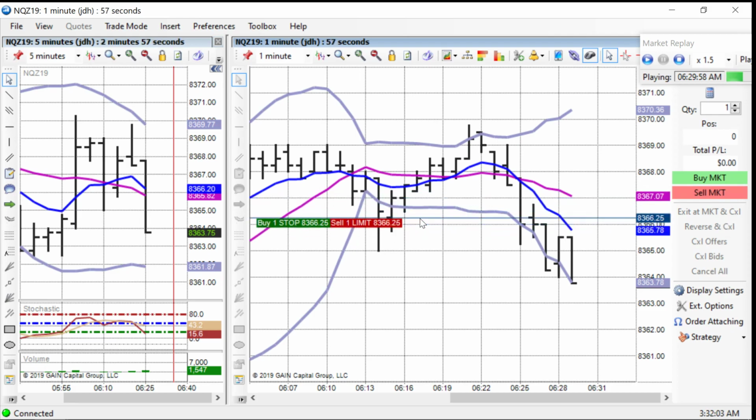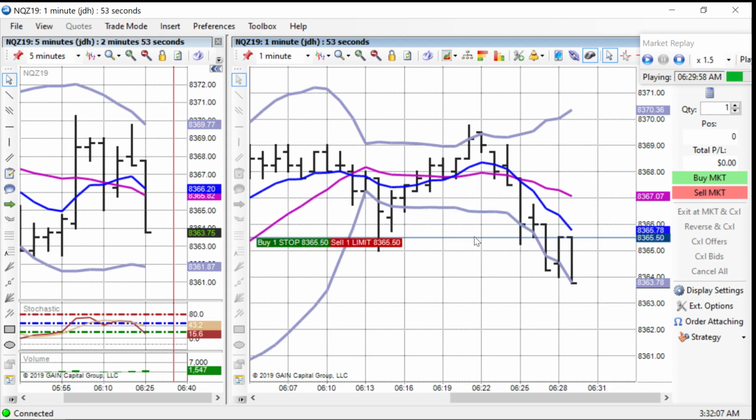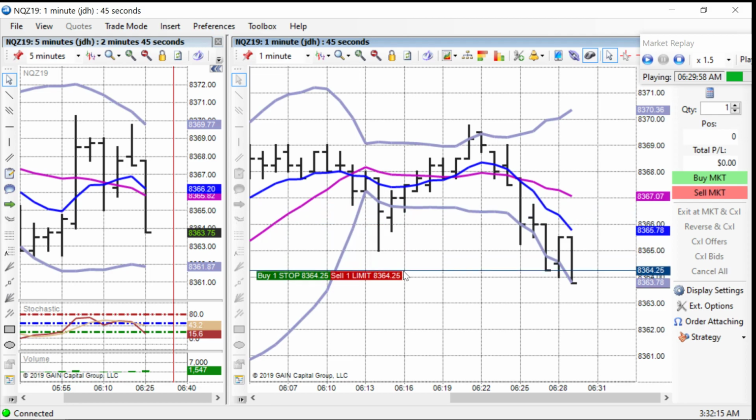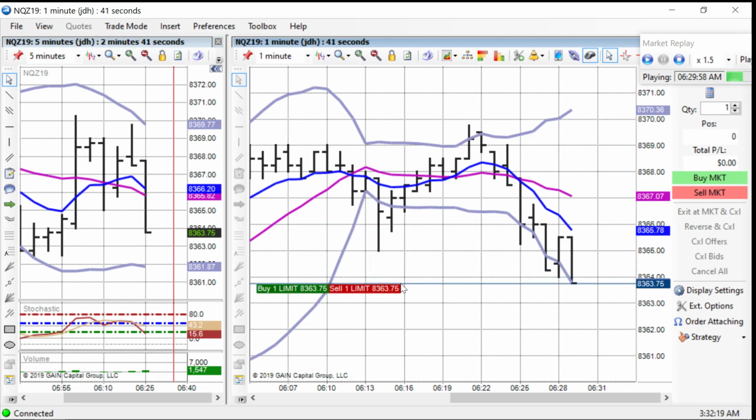I can enter orders in two ways. I can enter directly on the screen with the left and right buttons on the mouse. So I've got the buy one stop and the sell one limit if I'm above the market. If I'm below the market, it becomes a limit order. So buy one limit, sell one limit.